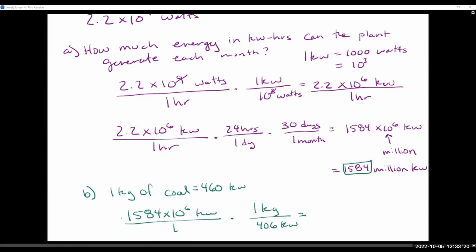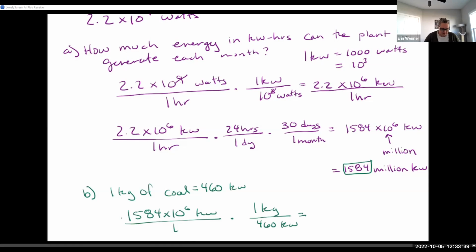So you wrote 406 in the denominator. What? Oh, I need 460. Thank you. See, I'm just thinking about Montana, 406, right? Just kidding. It's just my dyslexia. I wrote down the numbers wrong.